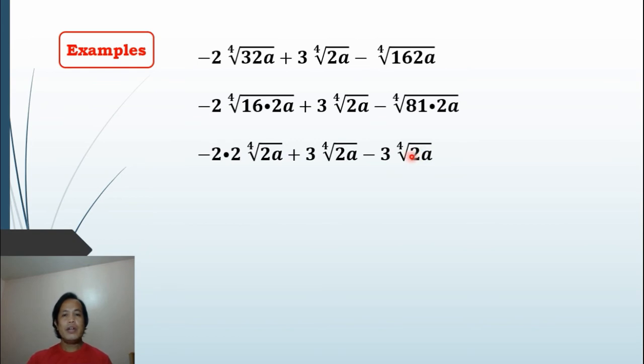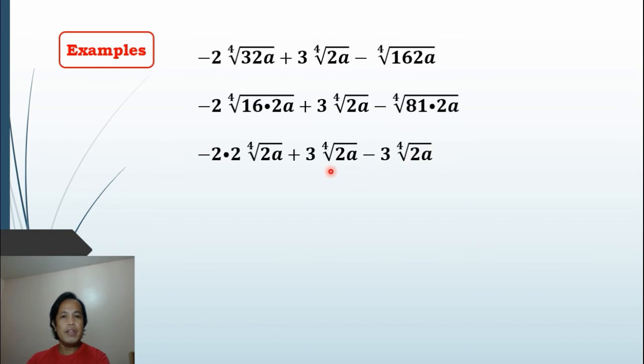This time, if we are going to evaluate the index, we have here 4, 4, and 4, so they are similar. And the radicand, we have here 2a, 2a, and 2a. So therefore, the radicals are similar, so we can just simply perform the operations with a numerical coefficient. But before that, as you have observed, we have here 3 times the fourth root of 2a minus 3 times the fourth root of 2a.